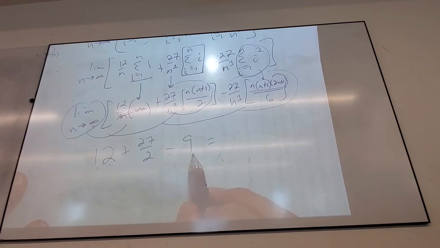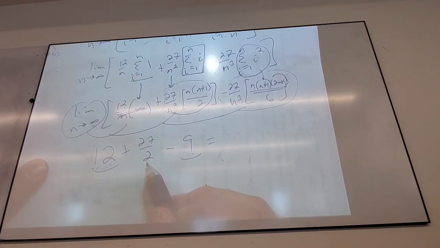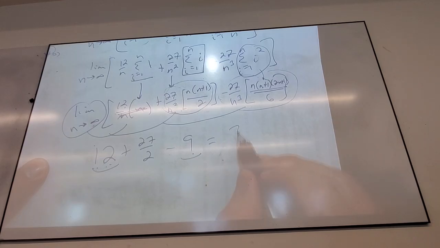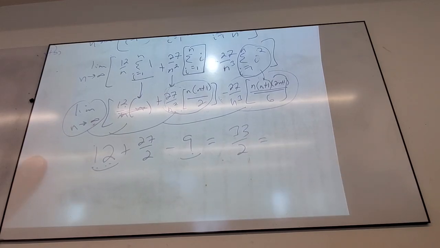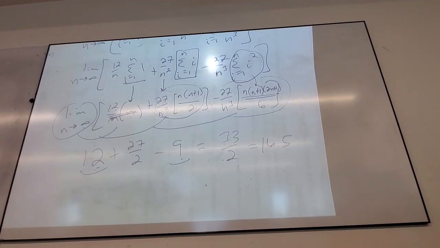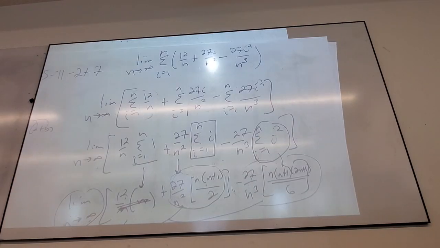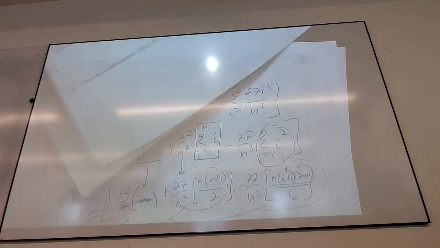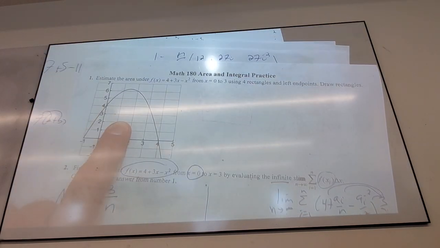12 minus 9 is 2, plus 27 halves is 31 halves. Yes? 12 minus 9 is 2. Did I really just say that? 12 minus 9 is 3, plus 27 halves is 33 halves, which is 16.5. So that is the exact area under this.